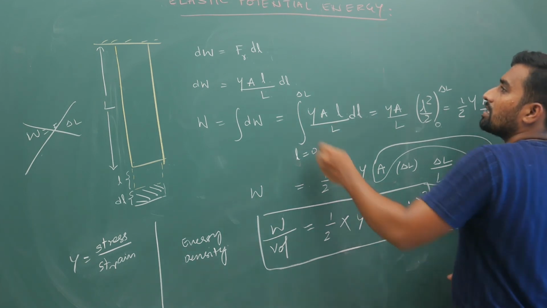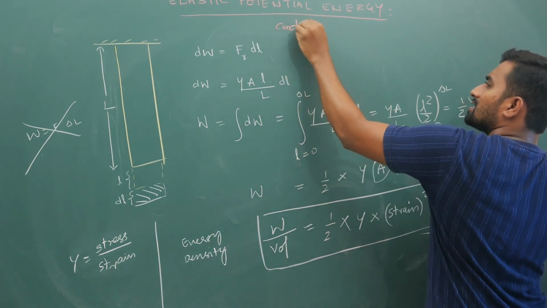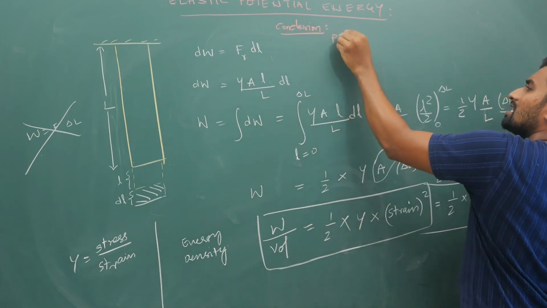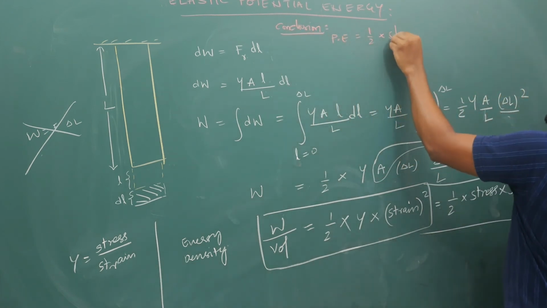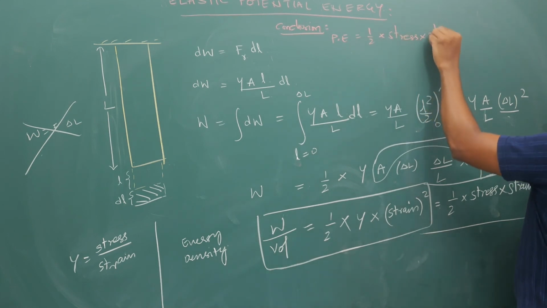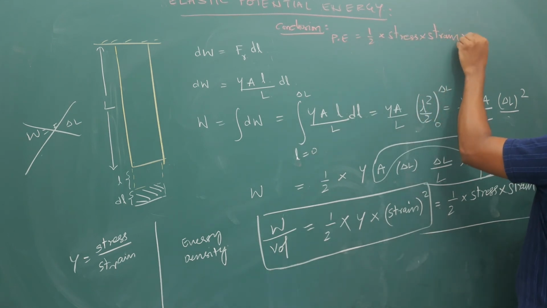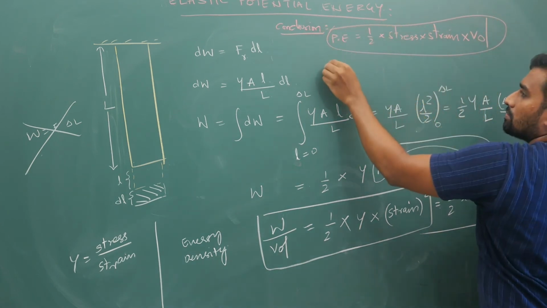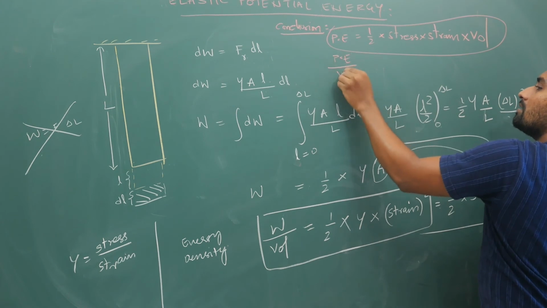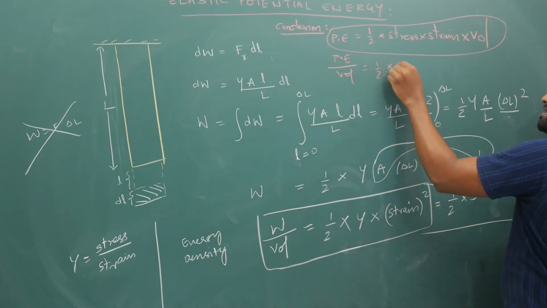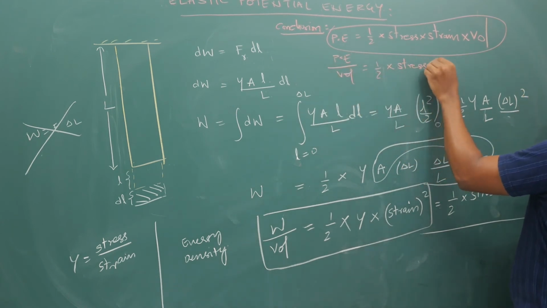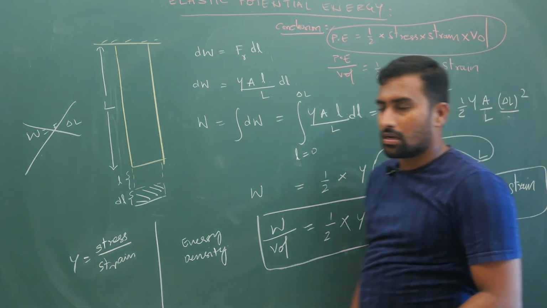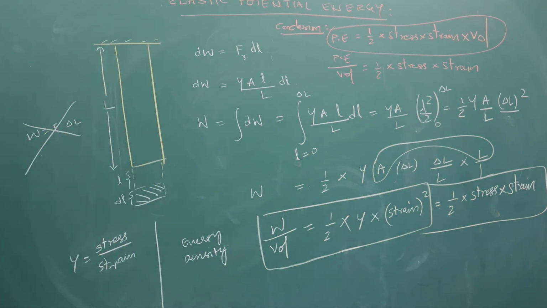So the final conclusion is your elastic potential energy. Your potential energy is half into stress into strain times volume. Volume many people will forget, but this is volume. Your potential energy by volume, that is your energy density, that is half of stress into strain. So like this we are going to calculate your energy value.